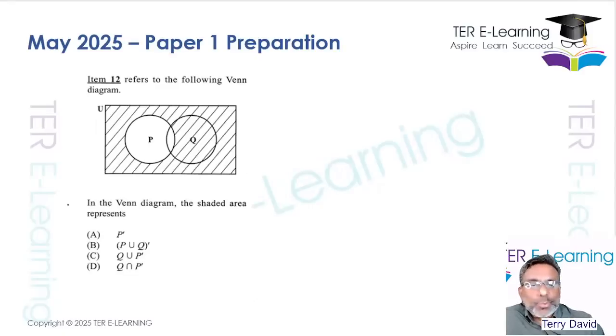You all know this question is so old. This question appeared in my exam way back whenever. So if you look at the diagram here, what they've done, they've shaded everything that is outside of P here. Everything outside P is simply P prime. Right? Everything outside P is just P prime.